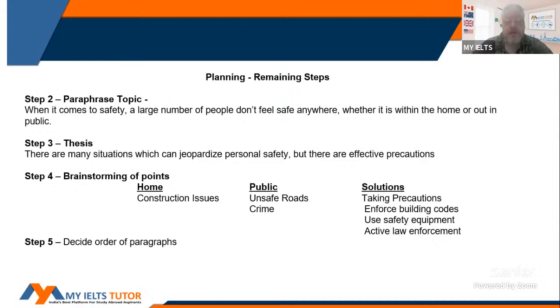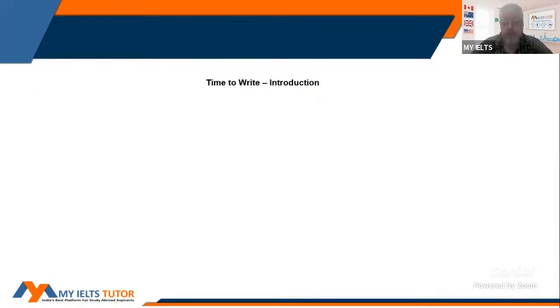And then you want to decide the order of paragraphs here. So I recommend that you have 3 paragraphs. The first paragraph would be problems of safety within the home, problems of safety within the public, and then that should be body paragraph 3, your solutions. The third body paragraph will be the solutions, okay? Now, let's go on. It's now time to write.